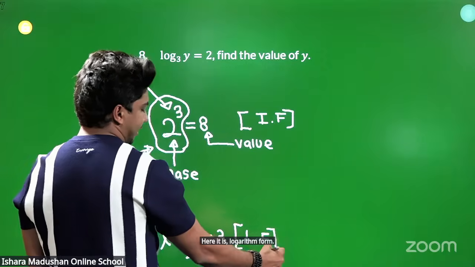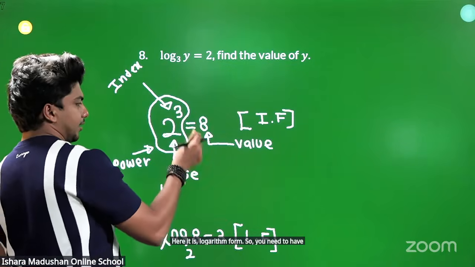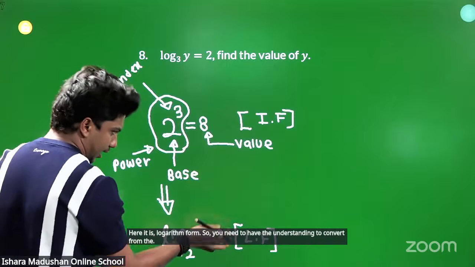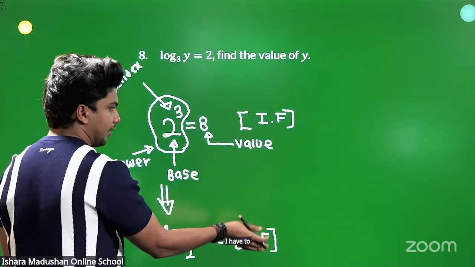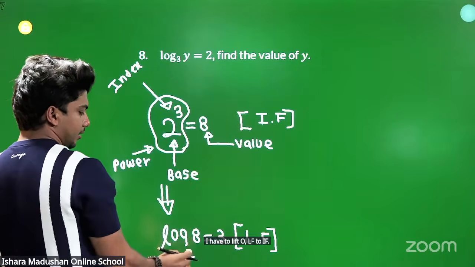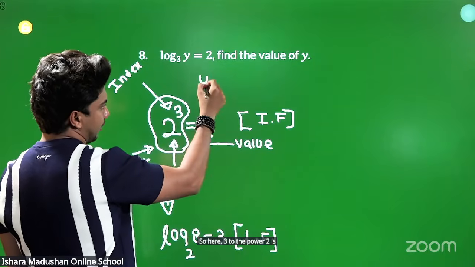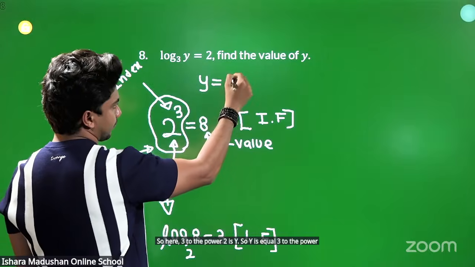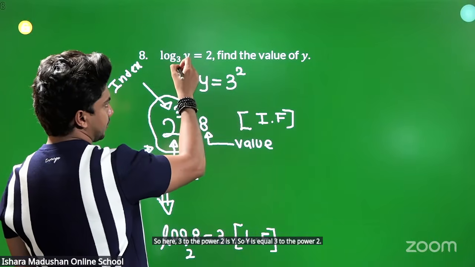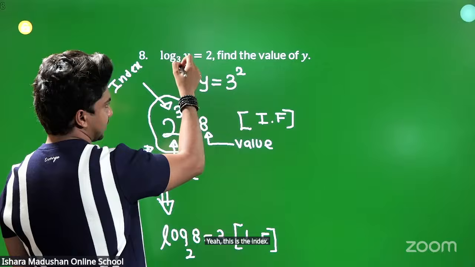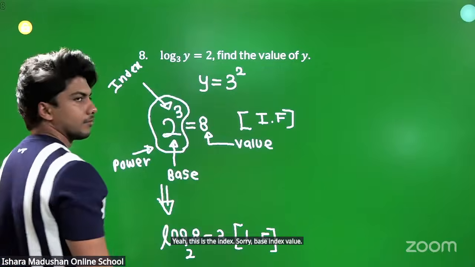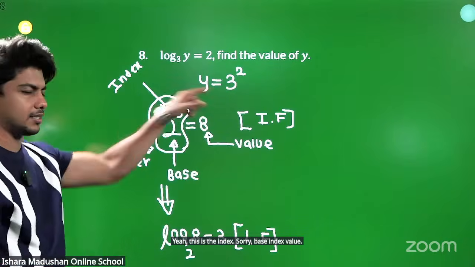So you need to have the understanding to convert from IF to LF or LF to IF. Here 2 to the power 3 is 8. So here 3 to the power 2 is y. So y is equal to 3 to the power 2. This is the base, index, value. Right. So this is the answer.